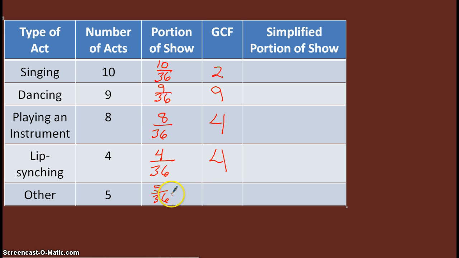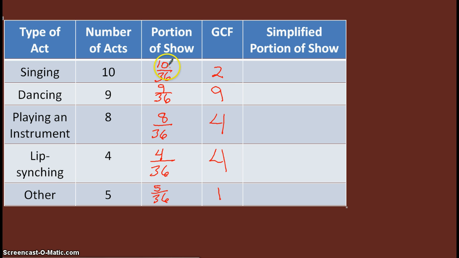Now with 5 and 36, the only factor they have in common is 1. That is the greatest common factor for these two numbers, so we know these two numbers are already in simplest form. Now, when it comes to the simplifying portion, all I have to do is divide the numerator and denominator by whatever the greatest common factor is for each fraction.